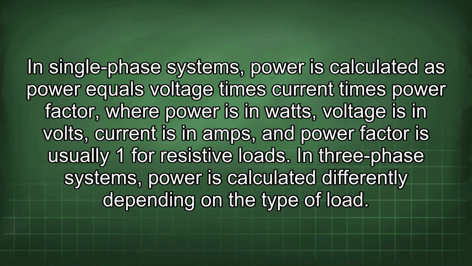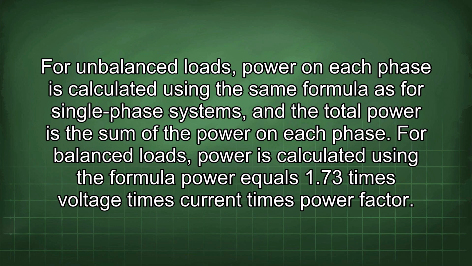In single-phase systems, power is calculated as power equals voltage times current times power factor, where power is in watts, voltage is in volts, current is in amps, and power factor is usually 1 for resistive loads. In three-phase systems, power is calculated differently depending on the type of load. For unbalanced loads, power on each phase is calculated using the same formula as for single-phase systems, and the total power is the sum of the power on each phase. For balanced loads, power is calculated using the formula power equals 1.73 times voltage times current times power factor.